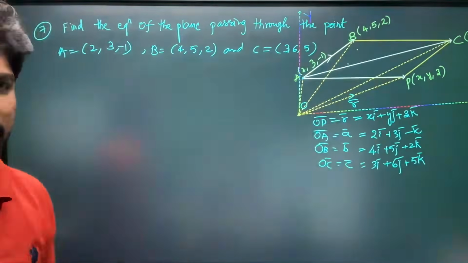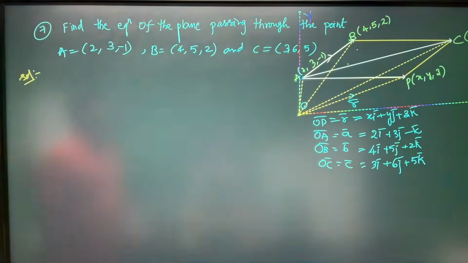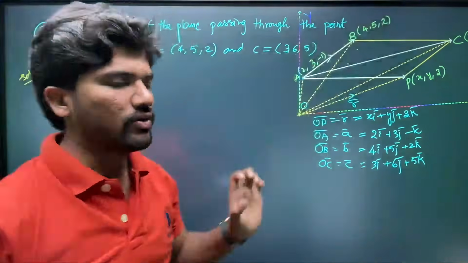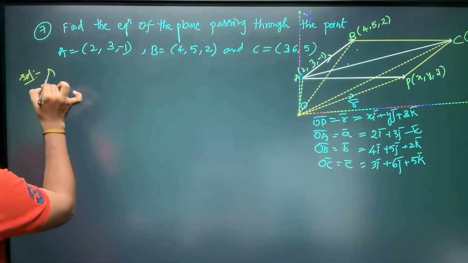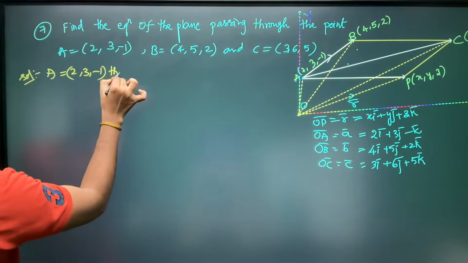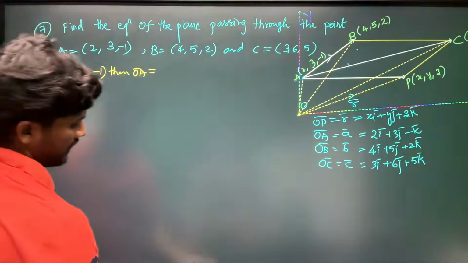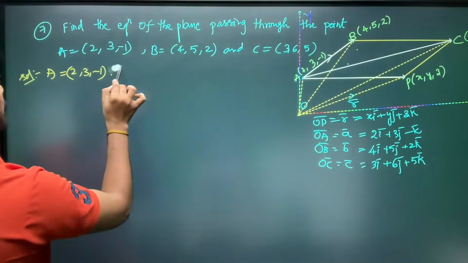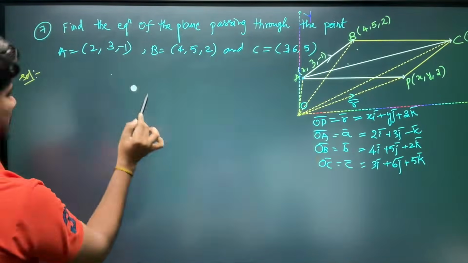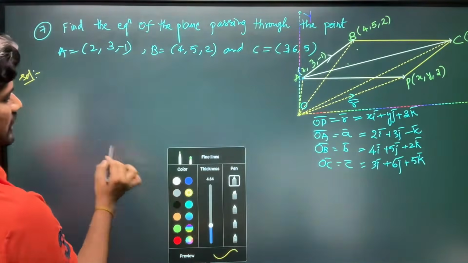So first of all we have to find the equation of the plane. Given capital A is equal to (2, 3, -1), then the position vector OA bar. We don't need to take the values again, as they will be repeated. So directly I am starting the solution.